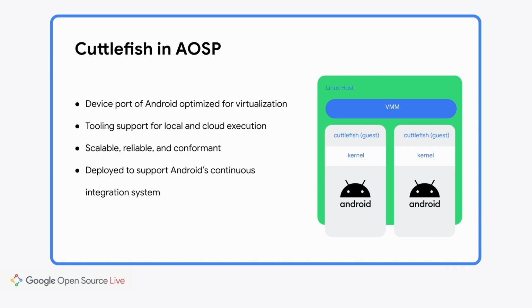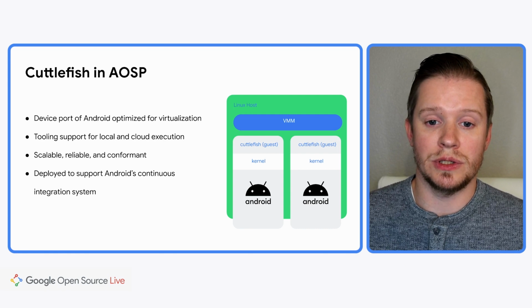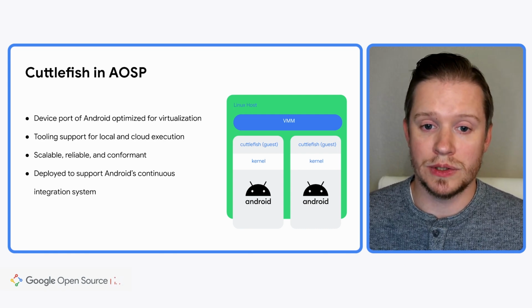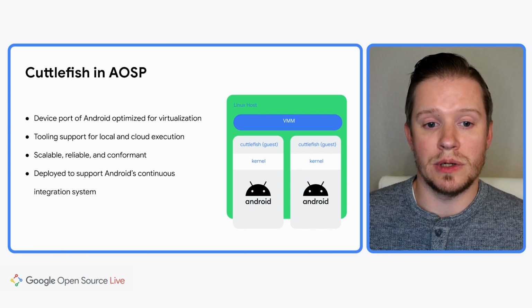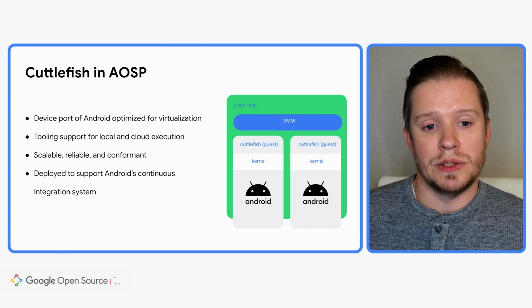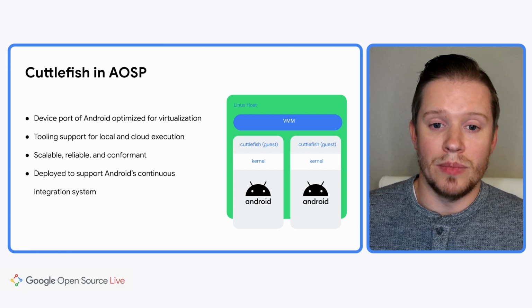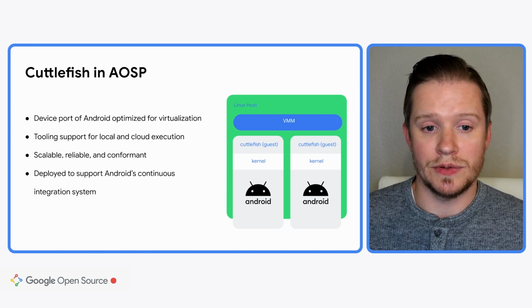One of the goals of Cuttlefish and AOSP is to provide a scalable, reliable, and conformant device. Scalable meaning that we can take advantage of the compute power available on the machine that it's running on, be it a small workstation or development board, or a large server with many CPUs and a lot of RAM. And part of the way that we achieve that scalability is by allowing multiple instances of the same Android device to run on the same machine at the same time.